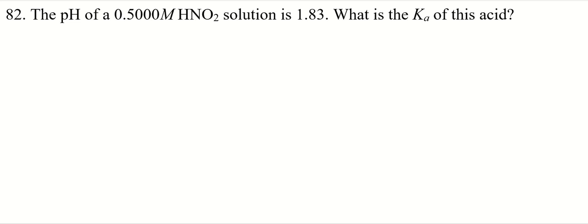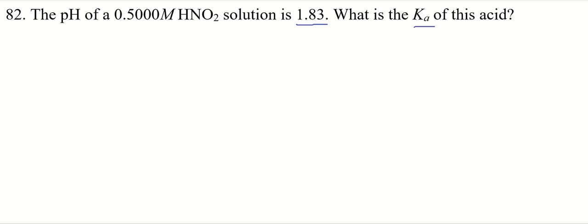All right, what is the Ka of nitrous acid? This is a weak acid. Nitric acid is a strong acid, but this is a weak acid, so we're going to find the Ka, and we are given the pH, which makes it a little bit easier.